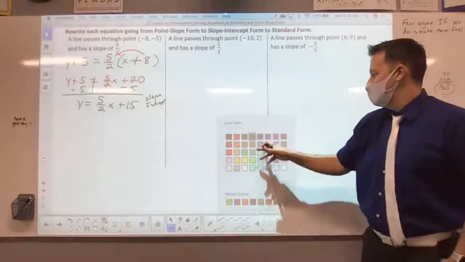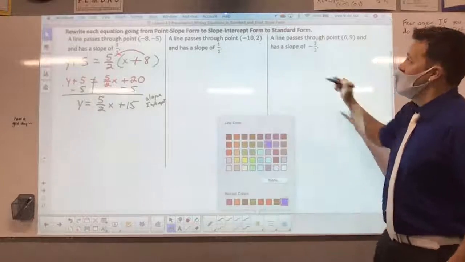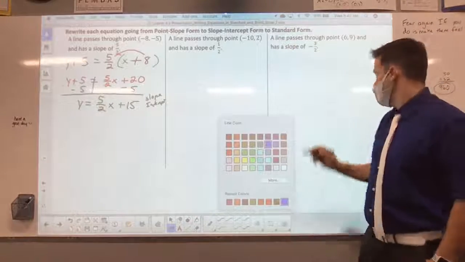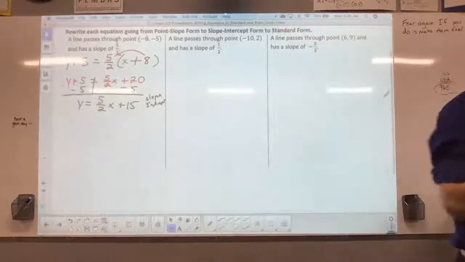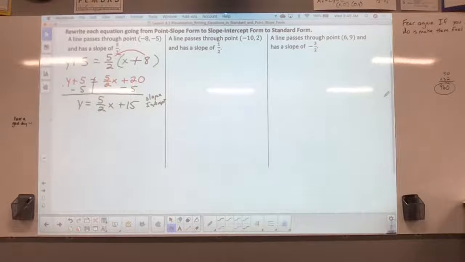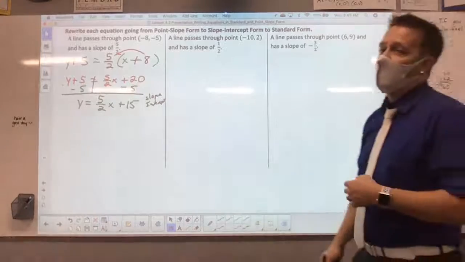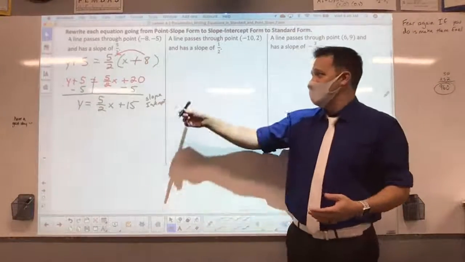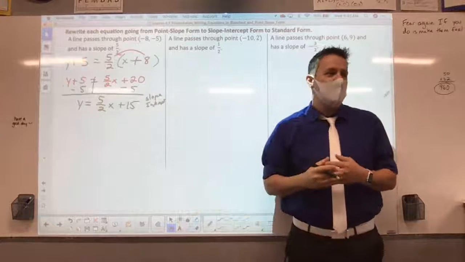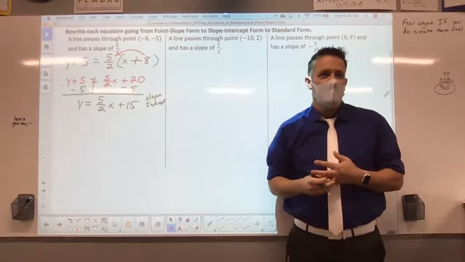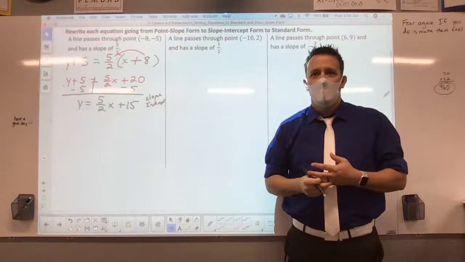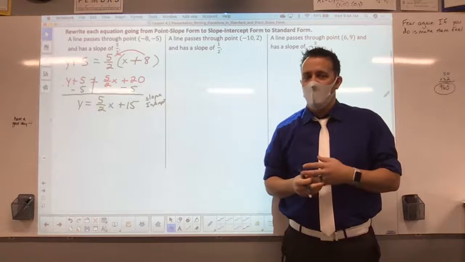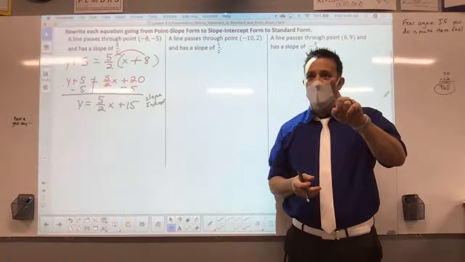Okay, now, here's the next step. Now we got to go from slope intercept to what? Standard form. However, ladies and gentlemen, standard form cannot have a fraction. So how would I get rid of this fraction? What am I going to multiply the entire equation by to get rid of a fraction? Not that, only one number. Because I don't want to get rid of everything.